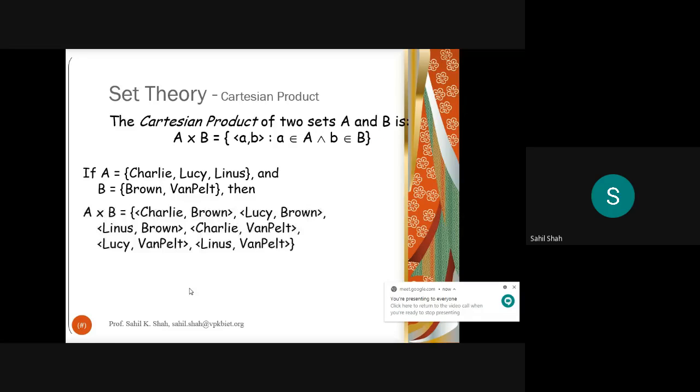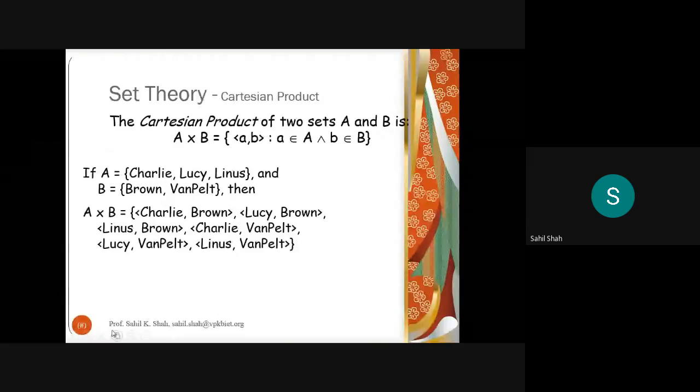Not only for numbers, this Cartesian product can also be applicable for letters as well. You can observe here A is having elements Charlie, UC, and Linus, and B is having elements Brown and Manfred. So you have to pair the element of A with B. We are having in total 6 elements in a pair. That is the Cartesian product.